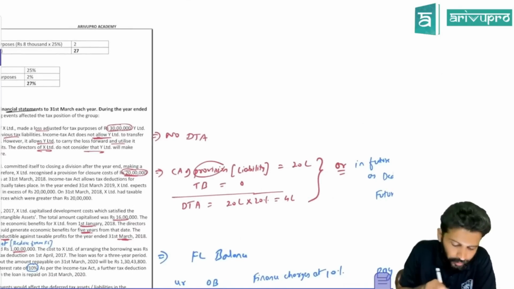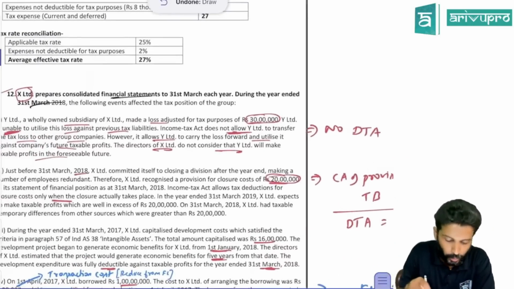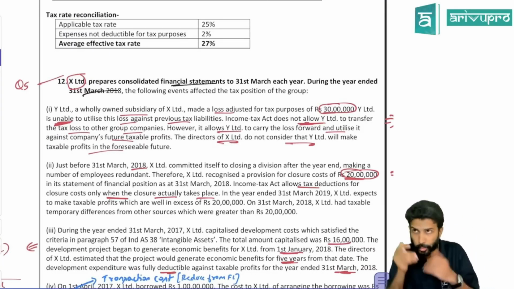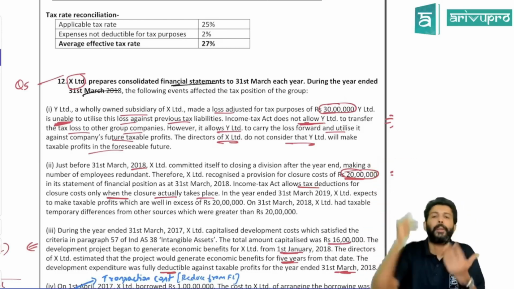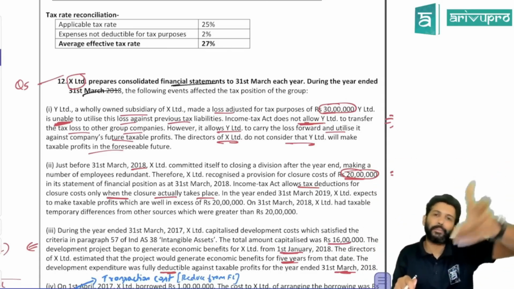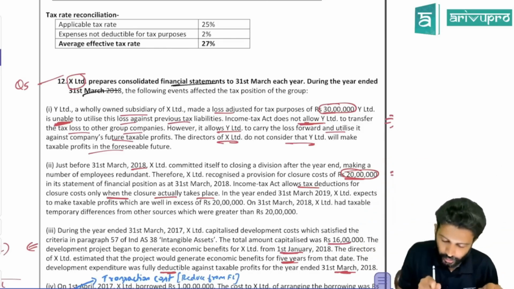So the carrying amount of the provision is a liability. So you made a provision in your books for 20 lakh rupees. Okay. Income Tax Act allows the tax deduction of closure cost only when the closure actually takes place. So when you made the provision, closure will happen in future. But in the books you have already made the provision. But as per Income Tax Act, you can claim this expenditure deduction only when the actual closure happens. That is in future. Okay.